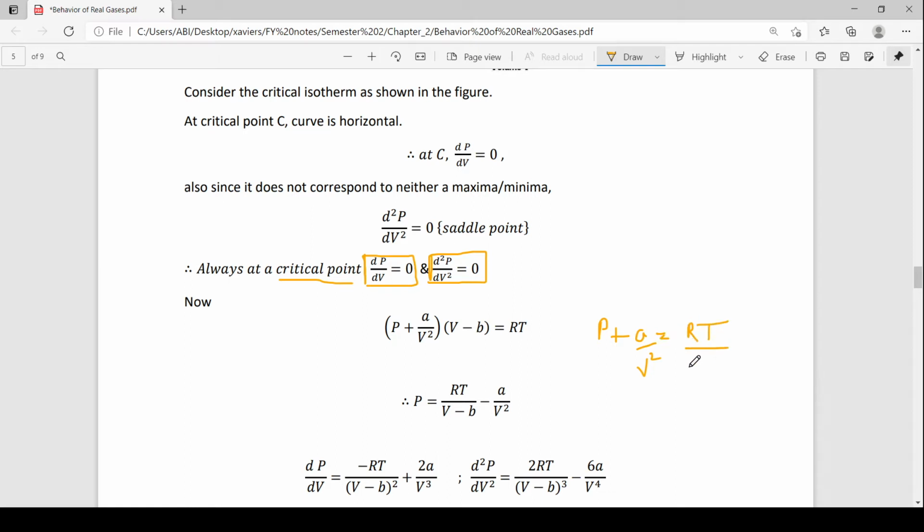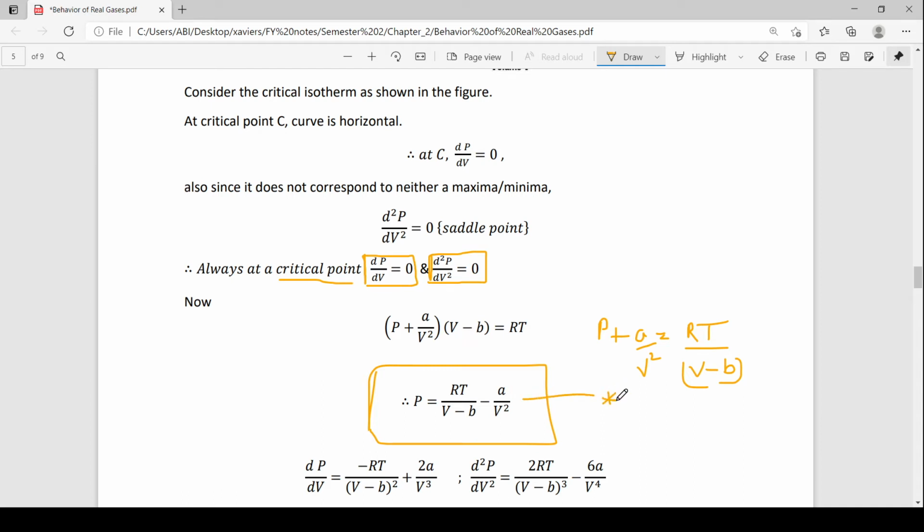I can take this V minus b down, correct? That is what I did. Then the next step, I keep P on one side, I take a upon V square to the right hand side, so I get a negative sign. Say I name this equation star.